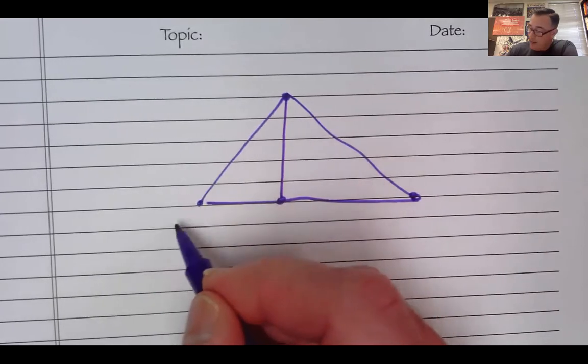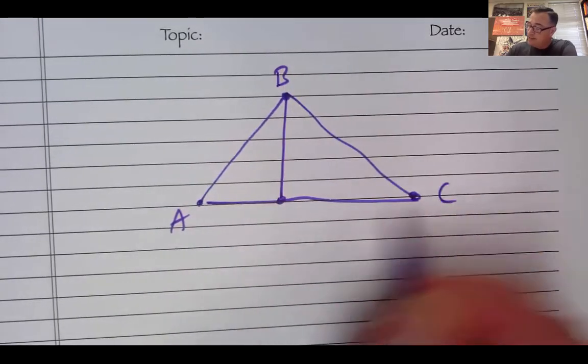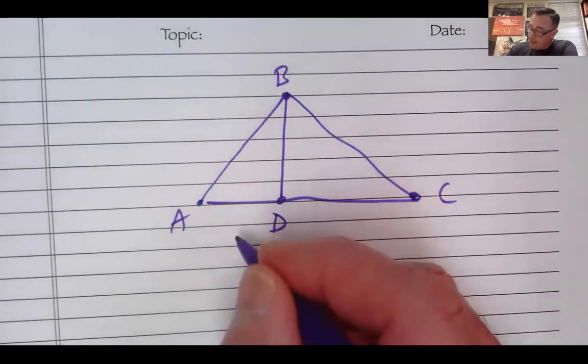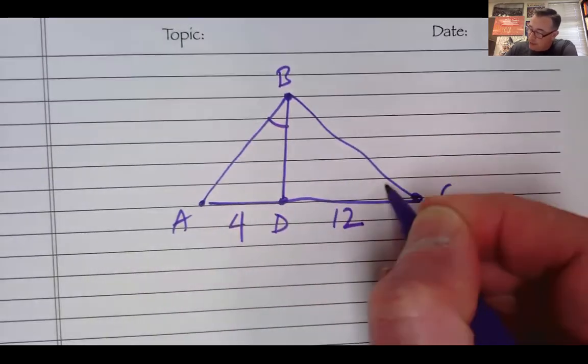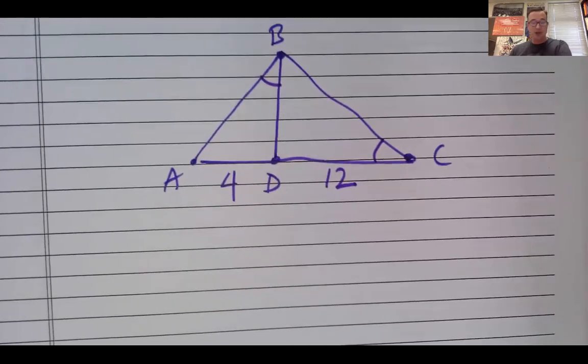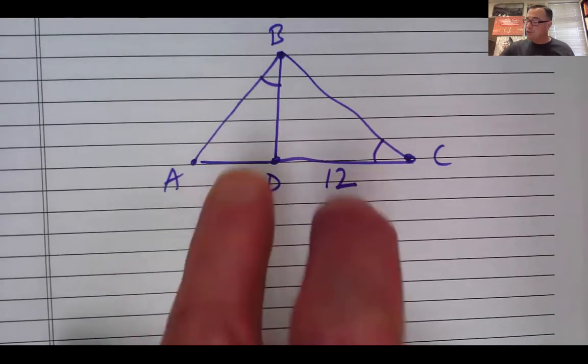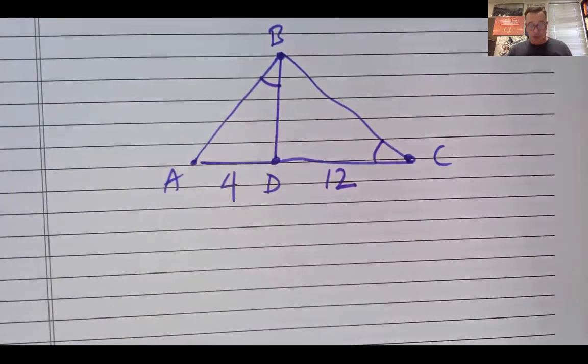So we've got A, B, C, and D. They've told you that this is 4 and that this is 12. They've marked this angle and they've marked this angle. Now, here's the thing that messed me up. I was trying to compare this triangle and this triangle. They are not similar, okay?